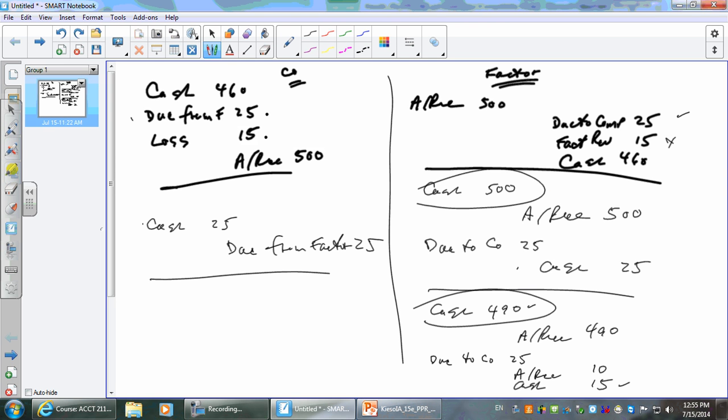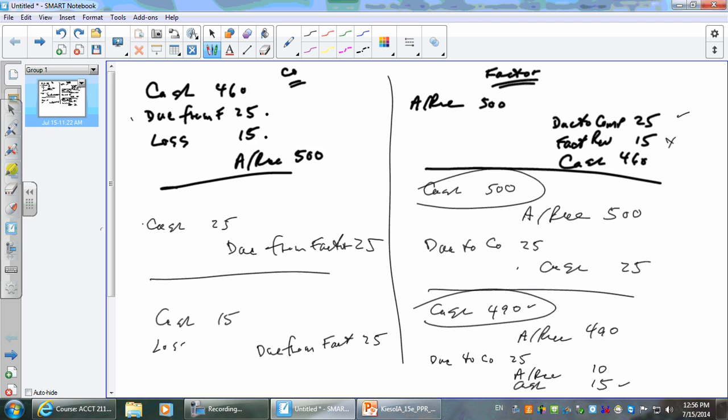So then what would have to happen on the company? They no longer have a due from. It's gone, isn't it? Everybody agree? So these kind of drive you crazy. Try a few of them. Due from factor goes away by 25. How much cash did they get? 15, and then a loss of 10. They could have another loss of 10. That would make sense. I kind of like that.